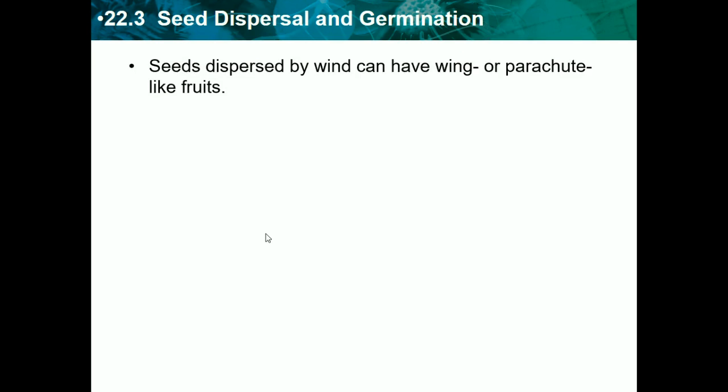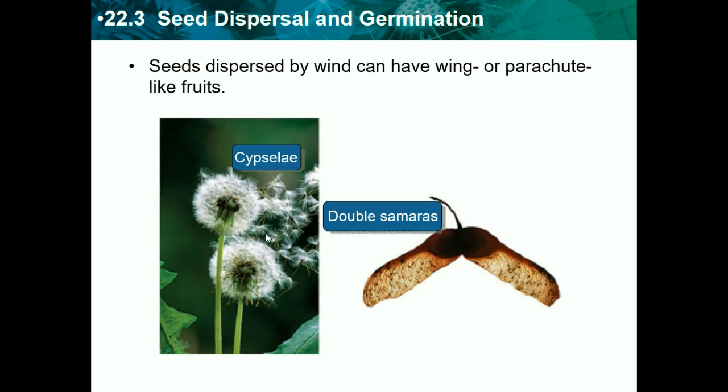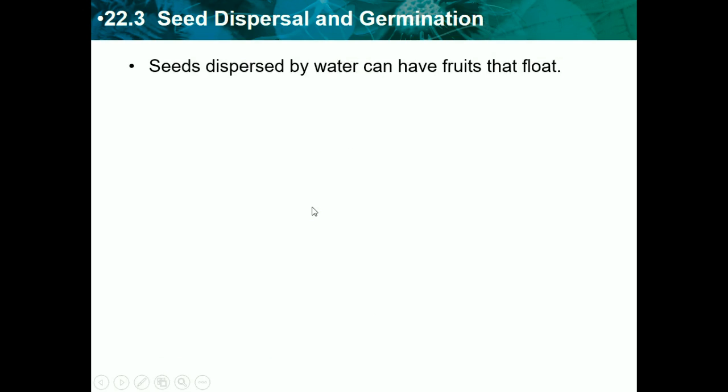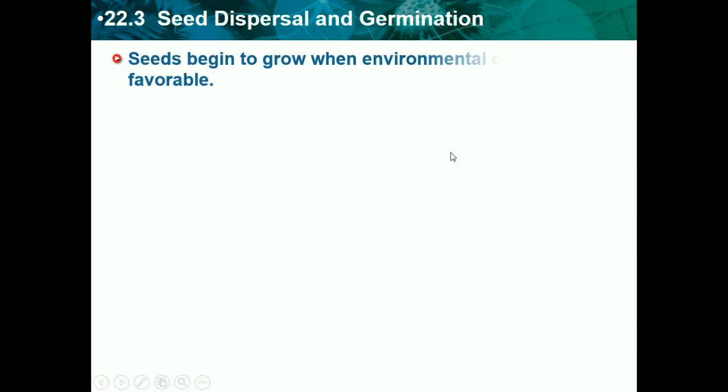Seeds dispersed by wind can have wing or parachute-like fruits. So here we have this, and if you've ever seen these, they're on trees a lot, and they'll fall and they'll fly around. These are dandelions, I forgot the name. Seeds dispersed by water have fruit that floats.